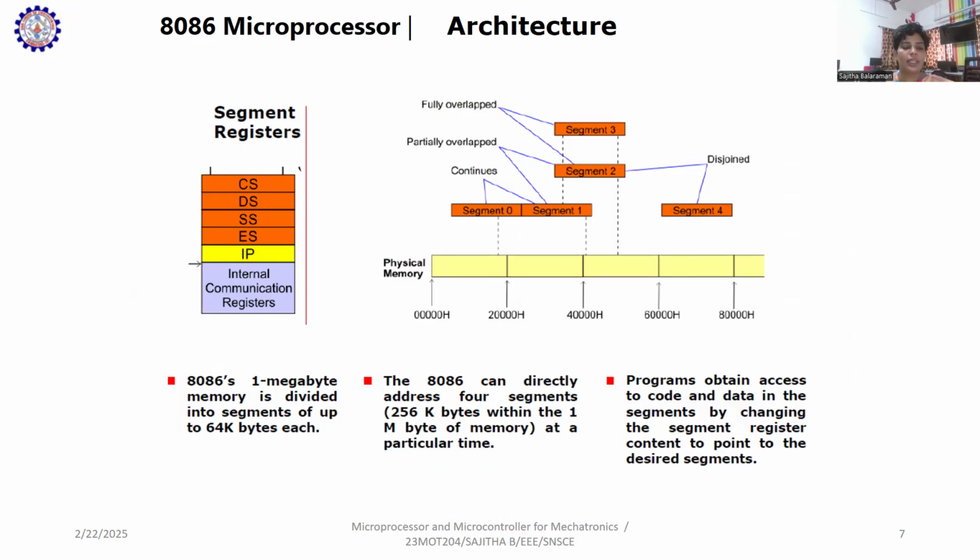From the diagram, you can see that the 8086 comprises 1 megabyte of memory, which is subdivided into segments, and each segment consists of up to 64 kilobytes of memory. The 8086 can directly address four segments at a particular time. Programs obtain access to code and data in the segments by changing the segment register content to point to the desired segments.